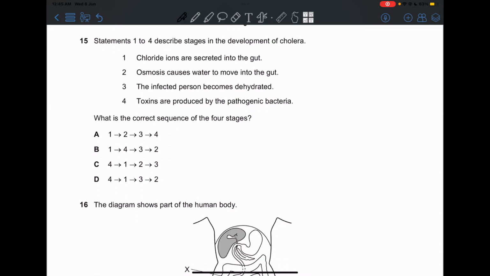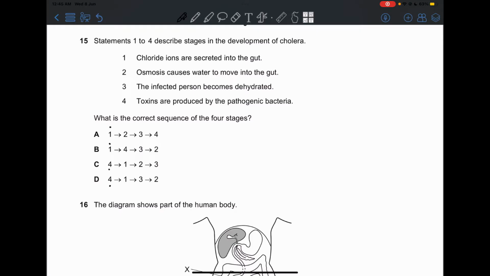15. Statements 1 to 4 describe stages in the development of cholera. What is the correct sequence of the 4 stages? Let's check if we're going to be starting with 1 or we're going to be starting with 4. Number 1 says chloride ions are secreted into the gut. Now, number 4 says toxins are produced by the pathogenic bacteria. Now, number 1 is not going to be correct because chloride ions are not going to be secreted out of nowhere. It should be stimulated by something. That is the toxins that are produced by the bacteria.